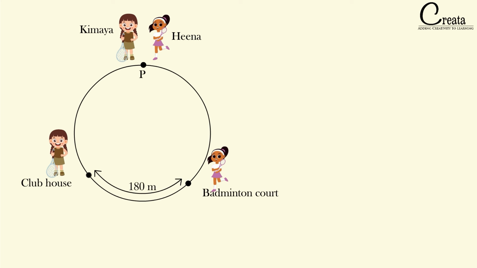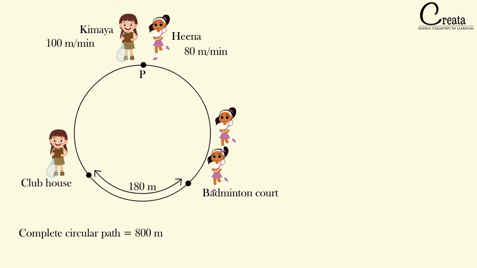The complete circular path is 800 meters. Further, the average speed of Kimaya has been given as 100 meters per minute and the average speed of Hina is given as 80 meters per minute. And it is also given that Hina took 1 minute more than Kimaya to reach her destination. Okay, this is given in the question.